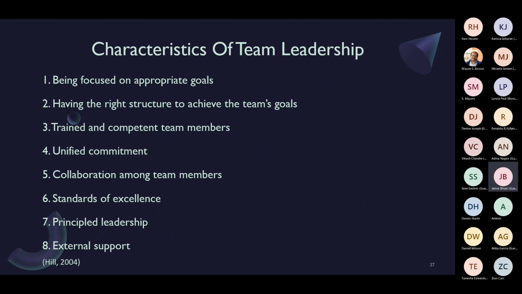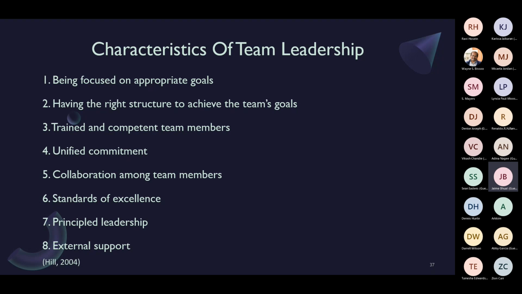Now, the following are characteristics of team leadership. Members should be focused on appropriate goals. They believe the goal is worthwhile and it is clear enough to tell when the objectives have been met. There must be the right structure to achieve the team's goals. The group's purpose needs to drive the involvement of each team member. There should be trained and competent team members. The group members must possess appropriate technical knowledge and interpersonal skills to work collaboratively as a team. There must be unified commitment. The group has a sense of identity and level of team spirit that has been intentionally facilitated and developed.